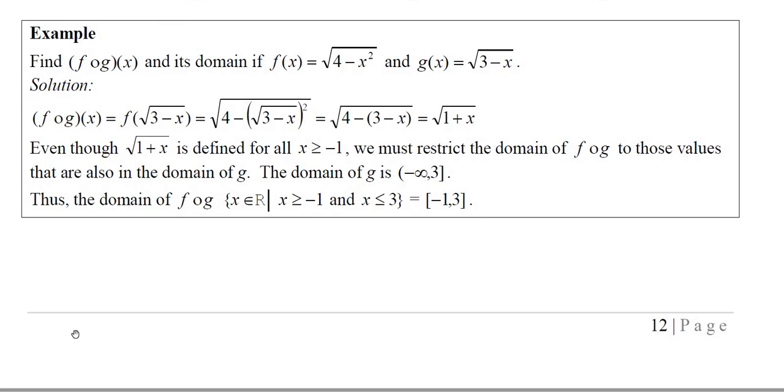If we look at the next example, it tells us that f is the square root of 4 minus x squared, and g is the square root of 3 minus x, and we must find f circle g, meaning we're going to put g into f. So we will first look at the domain of g. The domain of g will be 3 minus x must be greater than or equal to 0, and that's going to give us x less than or equal to 3.